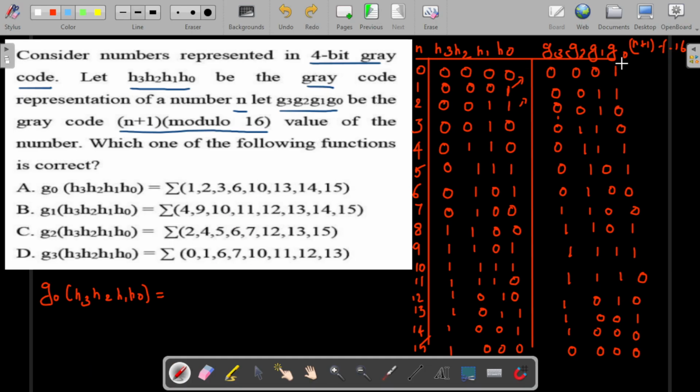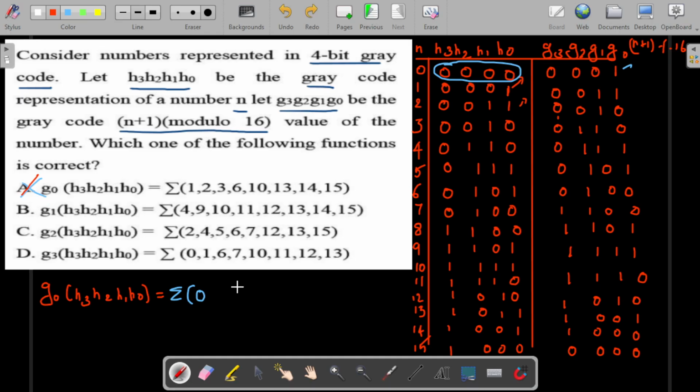So here if you see, G0 is 1 at this position. So we have to take this one and we need to find out the decimal equivalent. If we find that out, then the first term will start with 0. But in the option if you see, there is no 0 given. So this option is wrong. So we can ignore option A.